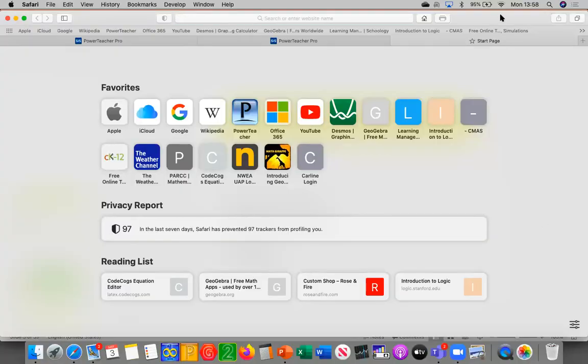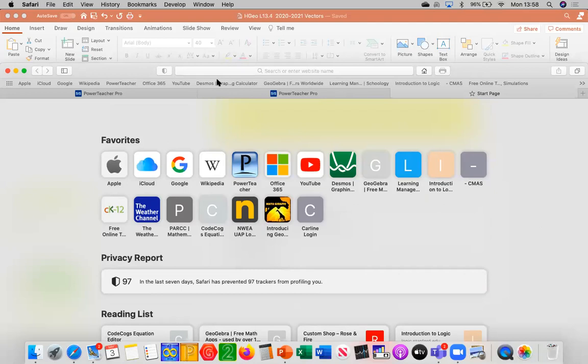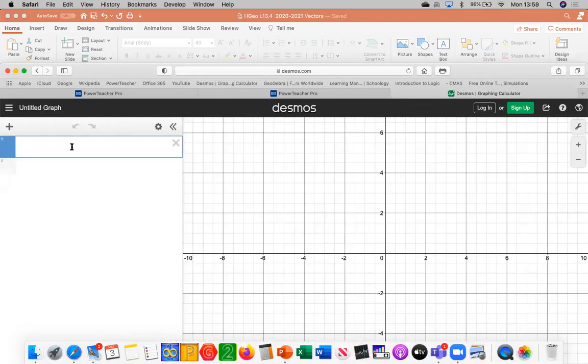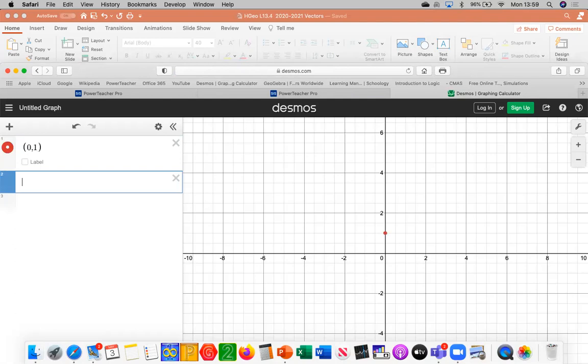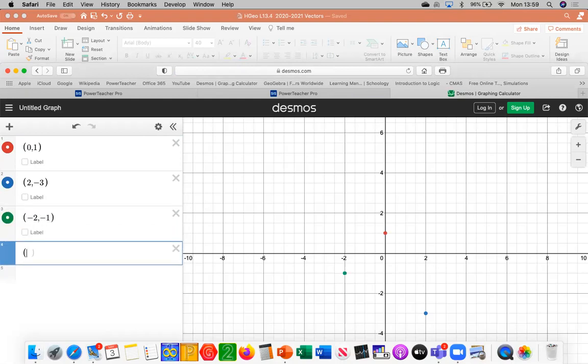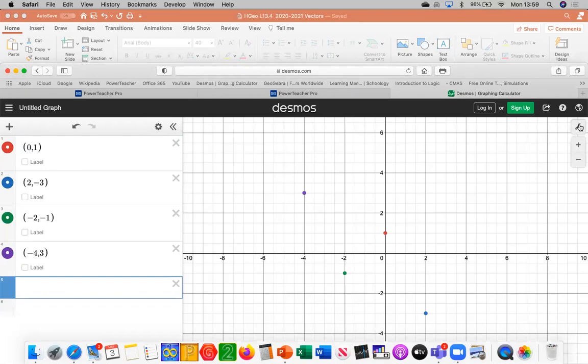All right, you guys have seen me in the past use Desmos once or twice? Yes. All right, give me the coordinates. Number 1 is (0, 1). Number 2, (2, -3). (-2, -1), and (-4, 3). So by observation, let me make this a bit bigger.